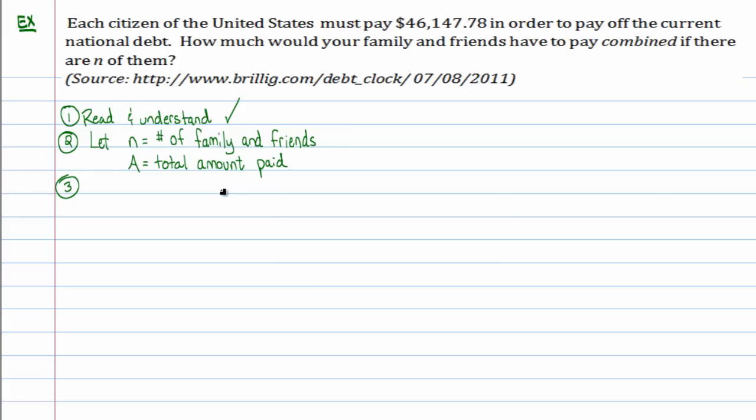Well, let's see. If I have n friends and each friend is spending $46,147.78, you can pretty much tell that these two numbers are going to multiply, right? If I only had one friend, then altogether they would pay $46,147.78. If I had two, it'd be twice that. If I had 3 friends, it'd be 3 times that. If I have n friends and family, it'd be n times that. So this represents the amount of money that they would have to pay combined.